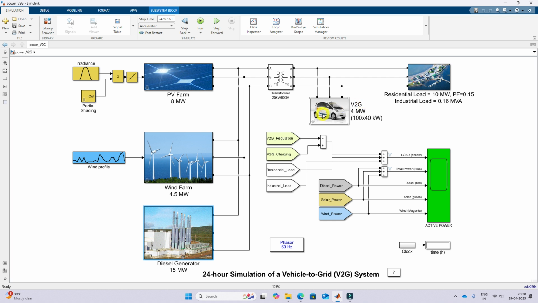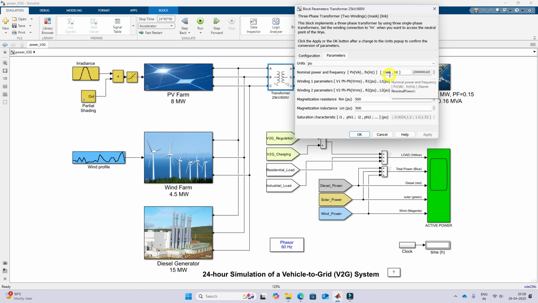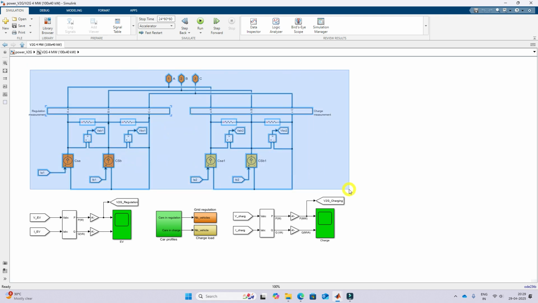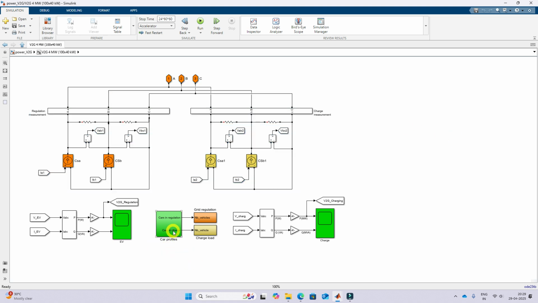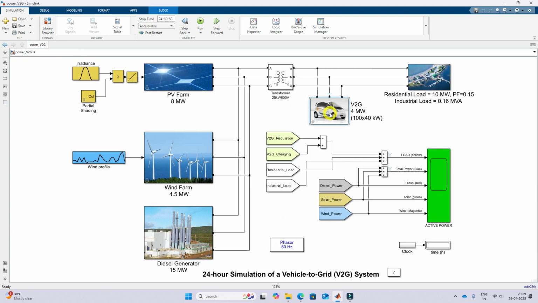Next we move on to EV. Here we are using a step down transformer from 25 kilovolt to 600. Going inside, this is 20 megawatt, 60 hertz. We are stepping down the voltage from 25 kilovolt to 600, and here is the modeling of V2G, vehicle to grid. This is a model of vehicle energy conversion, and here you see the car profile. Before that, I am going to click this one so you will get some idea.